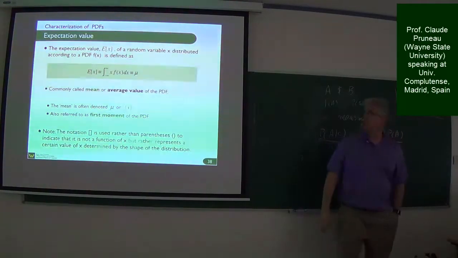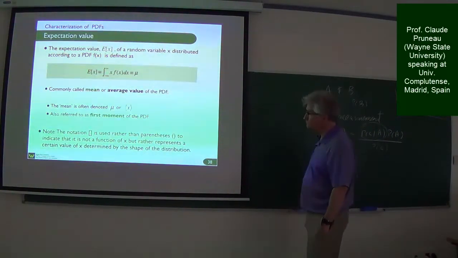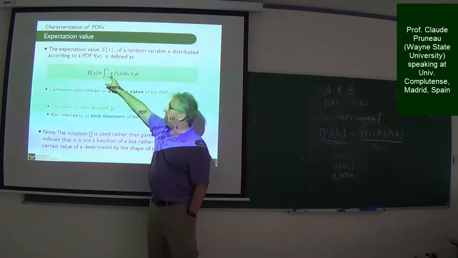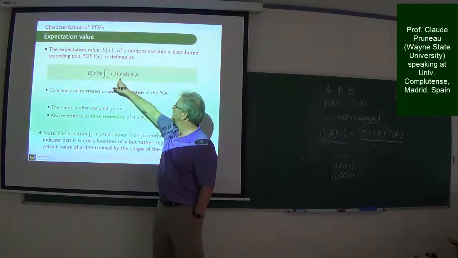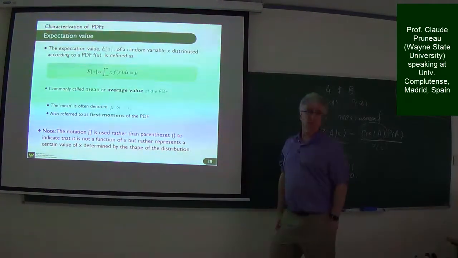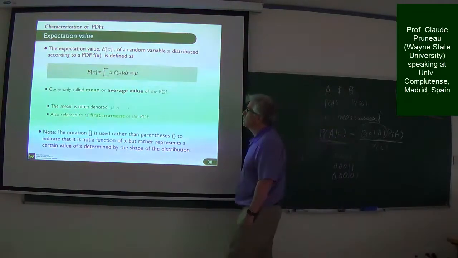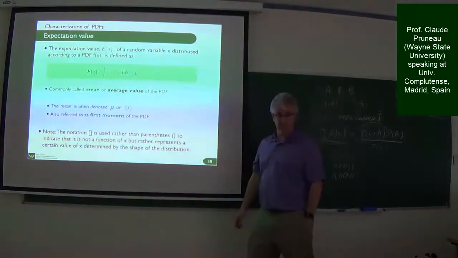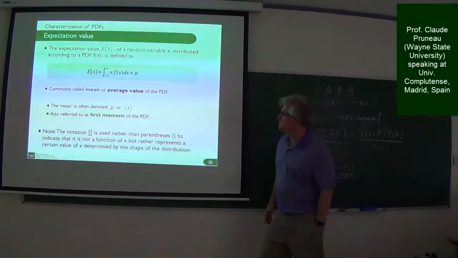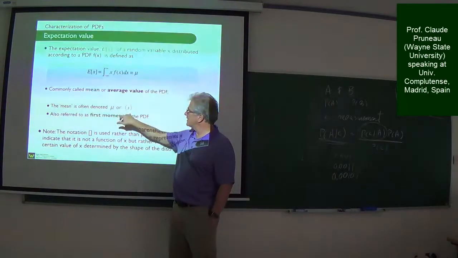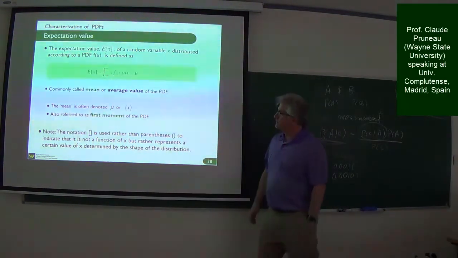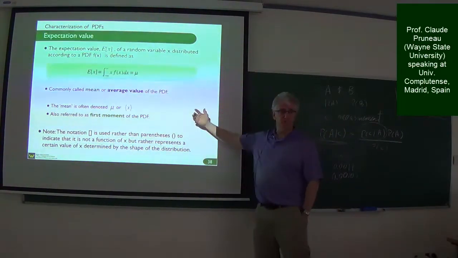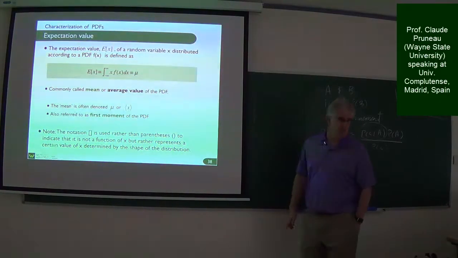There's the notion of expectation value. The expectation value is an integral of the value itself times the probability density of that value. And that's just the mean, essentially. So that's called the mean or average value of the PDF. I will denote it with mu or bracket x like this. It's known as the mean, it's known as the average value. It's also known as the first moment of the PDF, for reasons that you'll understand in a moment.